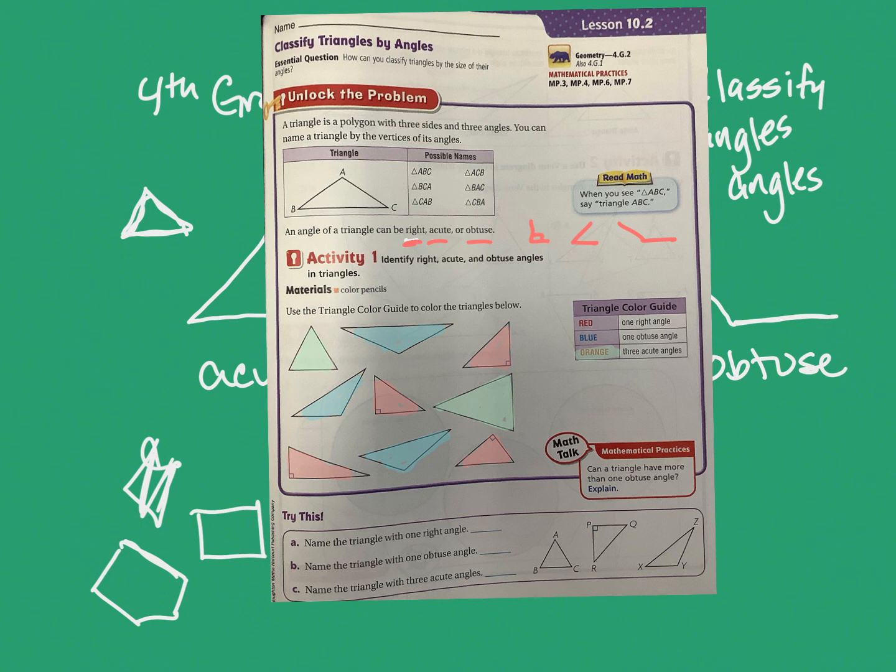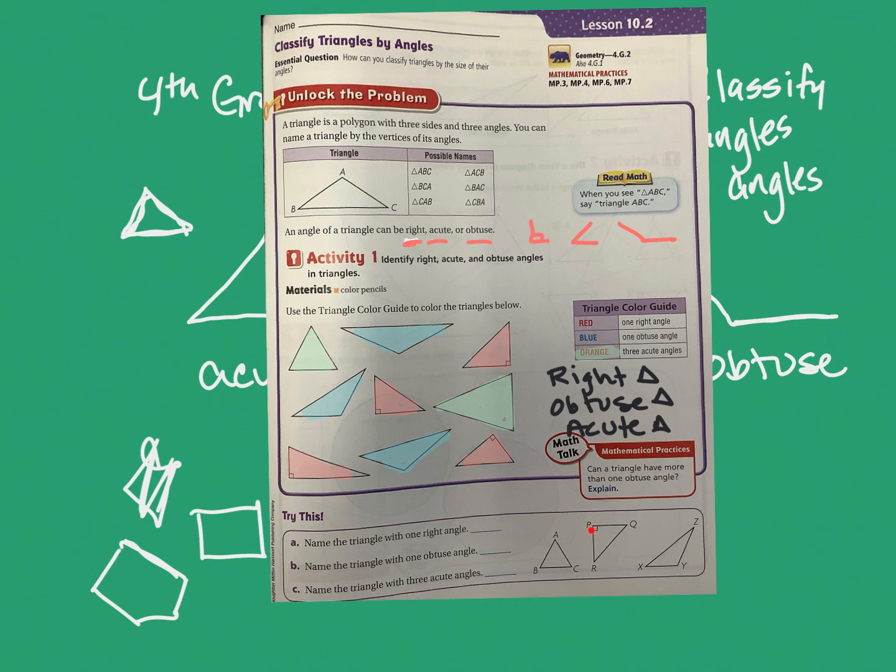We identify these triangles based on that. If there's even one right angle, we name them a right triangle. If there is even one obtuse angle, we call it an obtuse triangle. And if there are only three acute angles and that is it, we call it an acute triangle. So cute.